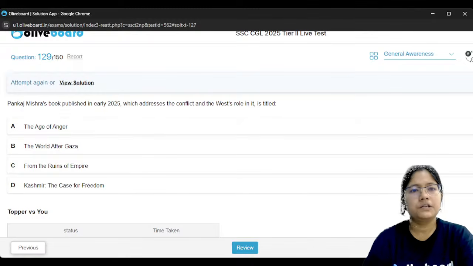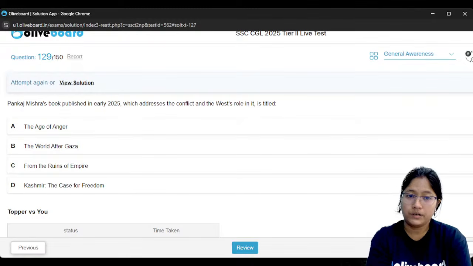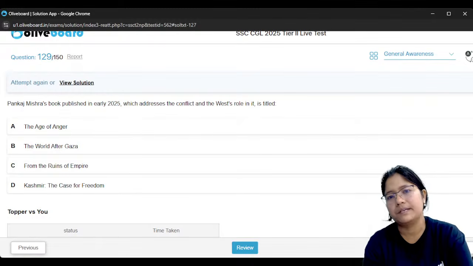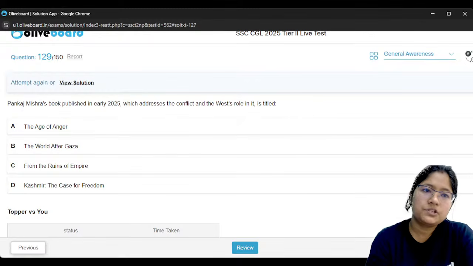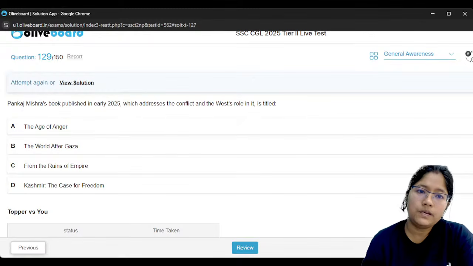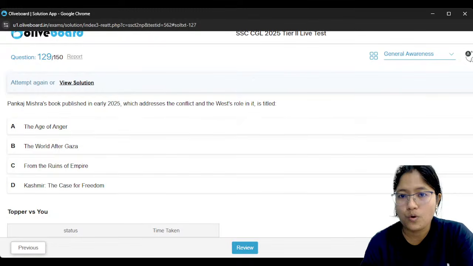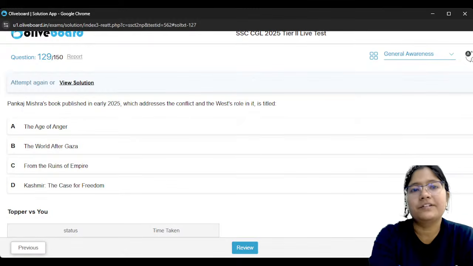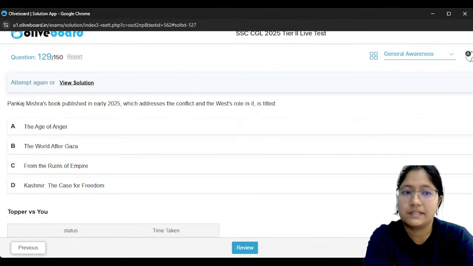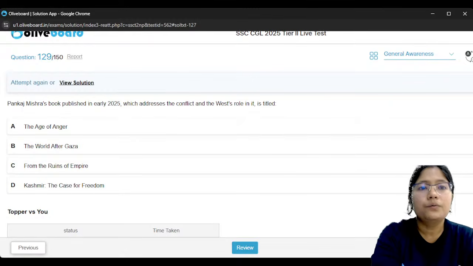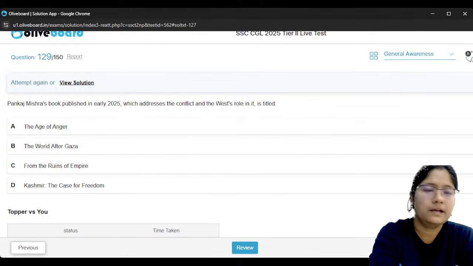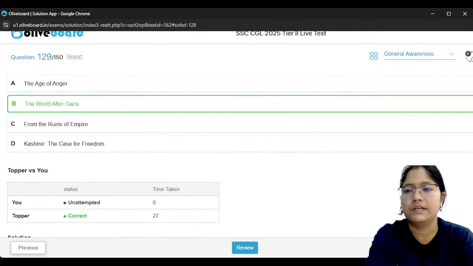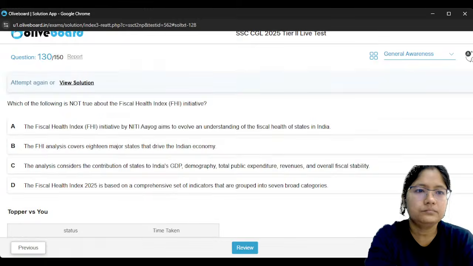Next question, Pankaj Mishra's book. This is a very important question. It will definitely come in some exam or the other. Pankaj Mishra's book published in early 2025, which addresses the conflict of the West's role in it, is titled, what is the name? The World After Gaza. This question will show up in some exam or the other. So the correct answer here is The World After Gaza.